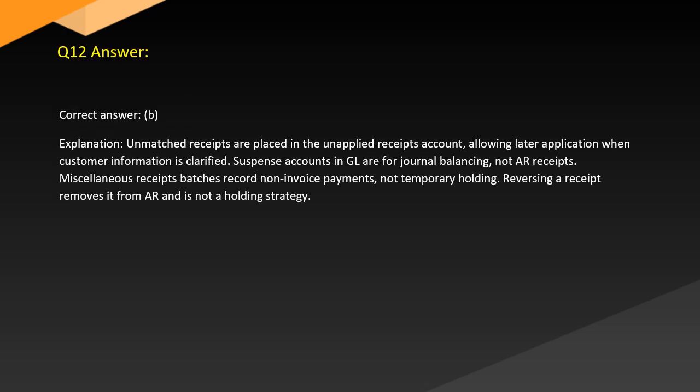Answer. Correct answer, B. Explanation. Unmatched receipts are placed in the unapplied receipts account, allowing later application when customer information is clarified. Suspense accounts in GL are for journal balancing, not AR receipts. Miscellaneous receipts batches record non-invoice payments, not temporary holding. Reversing a receipt removes it from AR and is not a holding strategy.